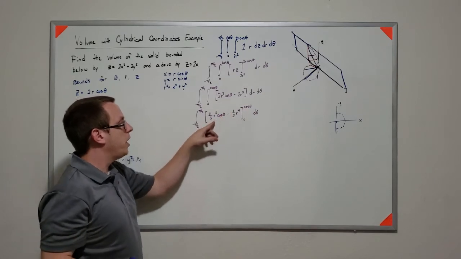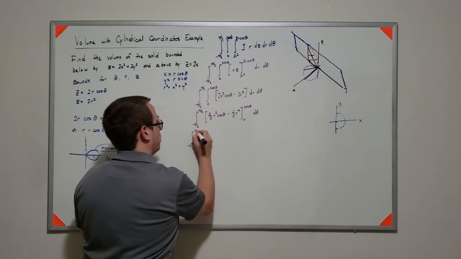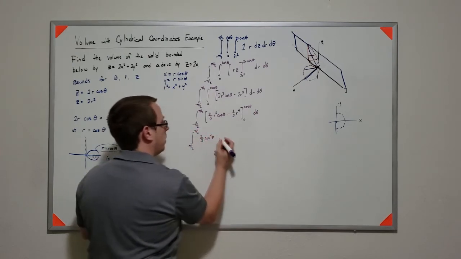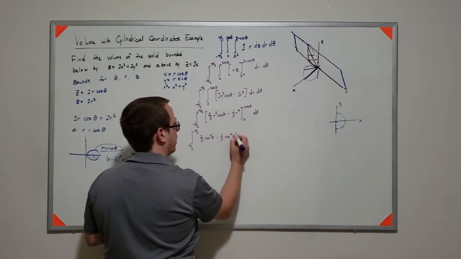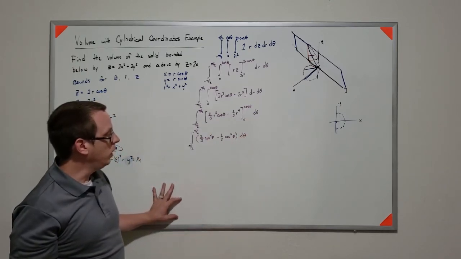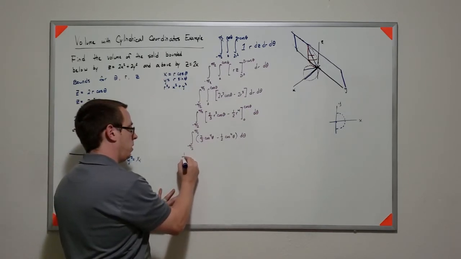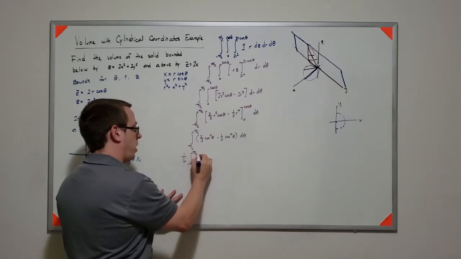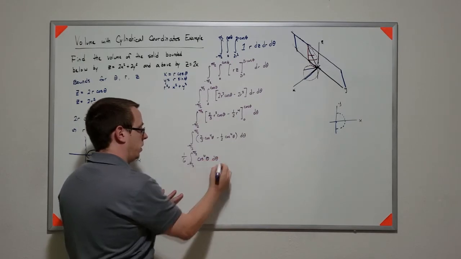When R is cosine of theta, what we end up with is negative pi over 2 to pi over 2, 2/3 cosine 4th theta minus 1/2 cosine 4th theta d theta. 2/3 minus 1/2 is 1/6. So we now have 1/6, negative pi over 2 to pi over 2, cosine 4 theta d theta.